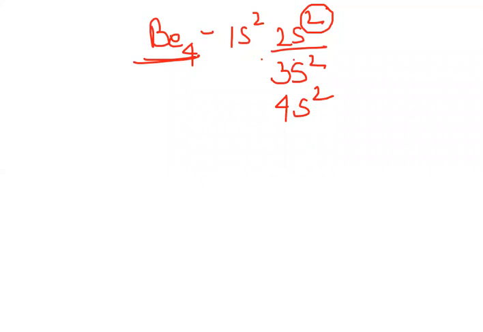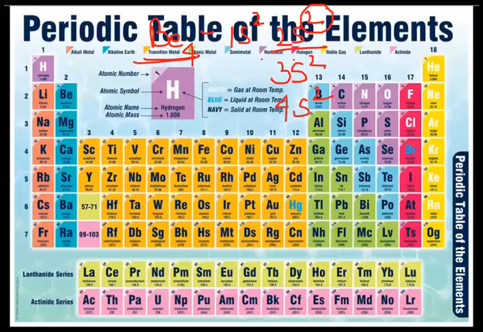Okay, so what is common in the case of the groups? The outermost, that is the valence shell electron number, is the same. All right, now let us come to the next one. If you see in the periodic table, let me clear this.